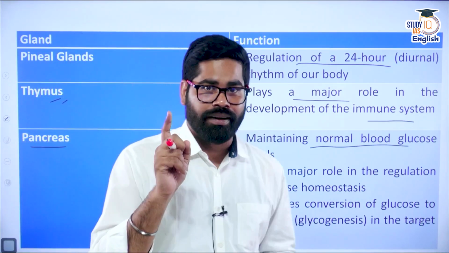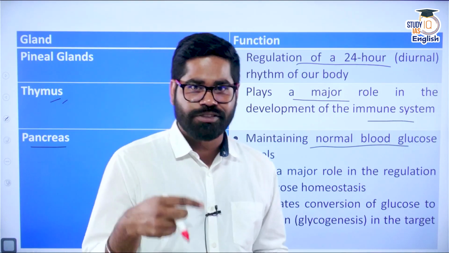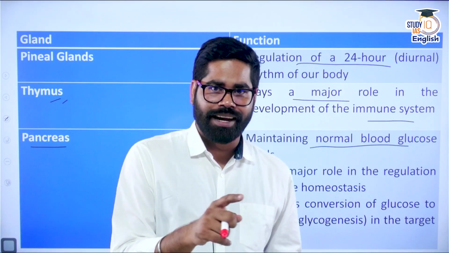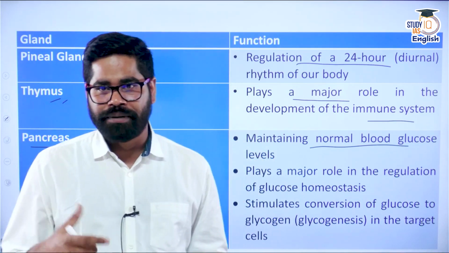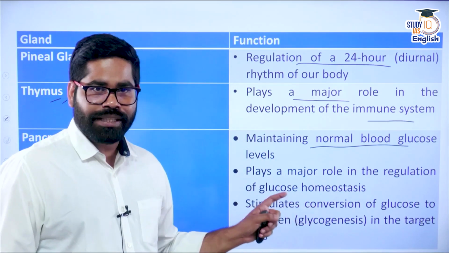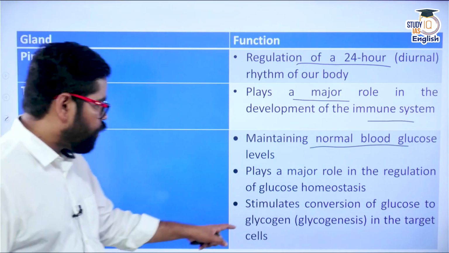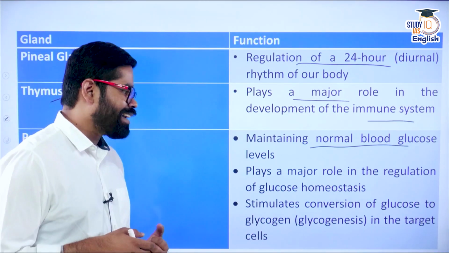If you remember, food is stored in the form of glycogen in the case of animal cells, whereas it is stored in the form of starch in the case of plants. So we have different methods of storing food. Now this pancreatic gland is responsible for stimulating the conversion of glucose into glycogen.